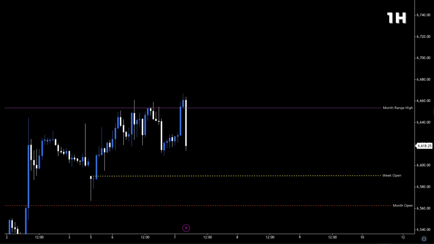Now price pulls back and comes into the weekly open. This is the decision point. Most traders panic here. They think the move is failing. But watch what actually happens. Price holds, reclaims the level, and starts expanding higher. That's acceptance.